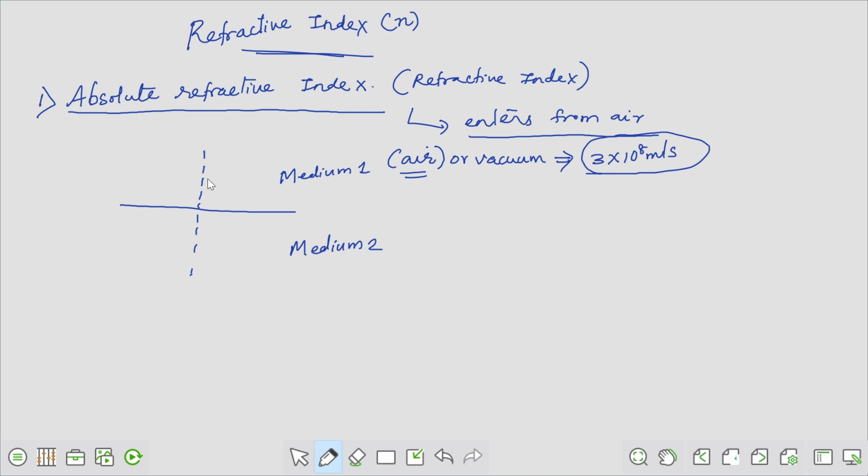So when light enters from air to any other medium, it will always bend towards the normal. Why always bends towards the normal? Because the speed of light in air or vacuum is the maximum. In all other mediums, it is less than this value.